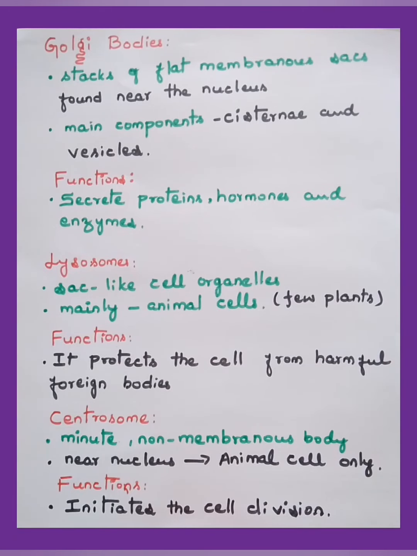We shall move to the next cell organelle, that is Golgi bodies. These are also called Golgi complex. Golgi bodies are a stack of flat membranous sacs usually found near the nucleus of most animal cells. They are mainly present in animal cells, remember this. They are bounded by a smooth membrane also. It's a double membrane. We shall see that in the image now.